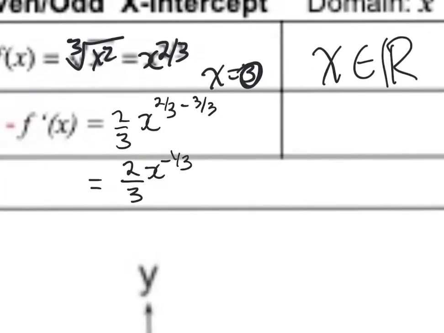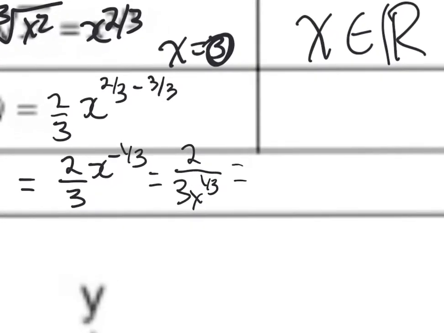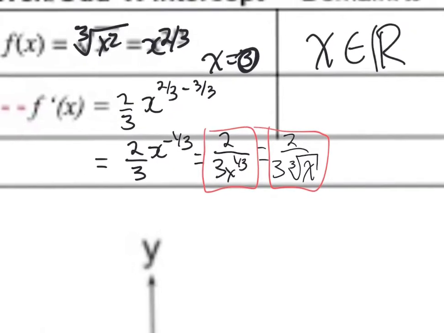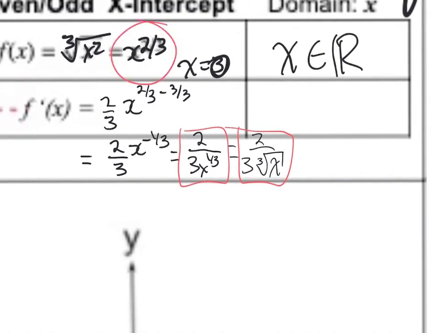Okay, how do I write that? Well, negative means division, so I have to bring it into the denominator. So it's going to be 2 over 3x to the 1/3, which I can write again as 2 over 3 cube root of x. Okay, so that's our derivative. The two ways that are really acceptable to write that are those two. You don't want to leave it with negative exponents. So that's the derivative of x to the 2/3.